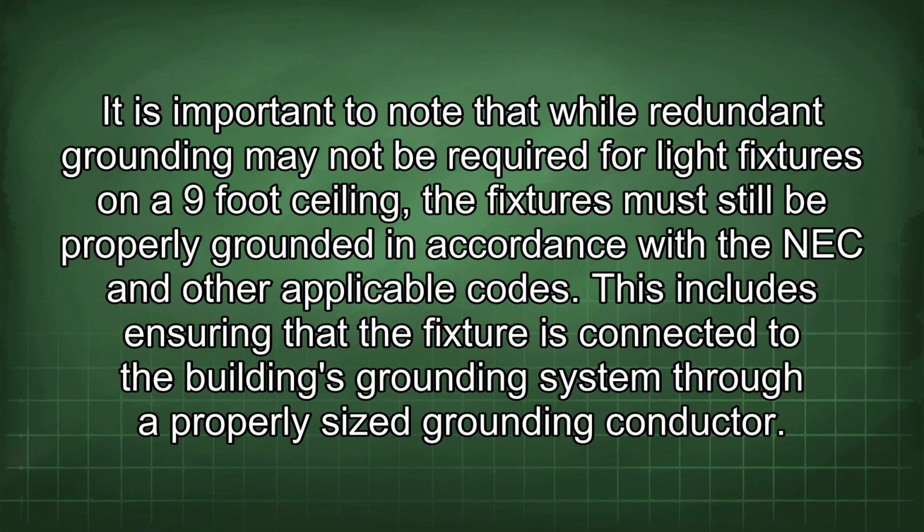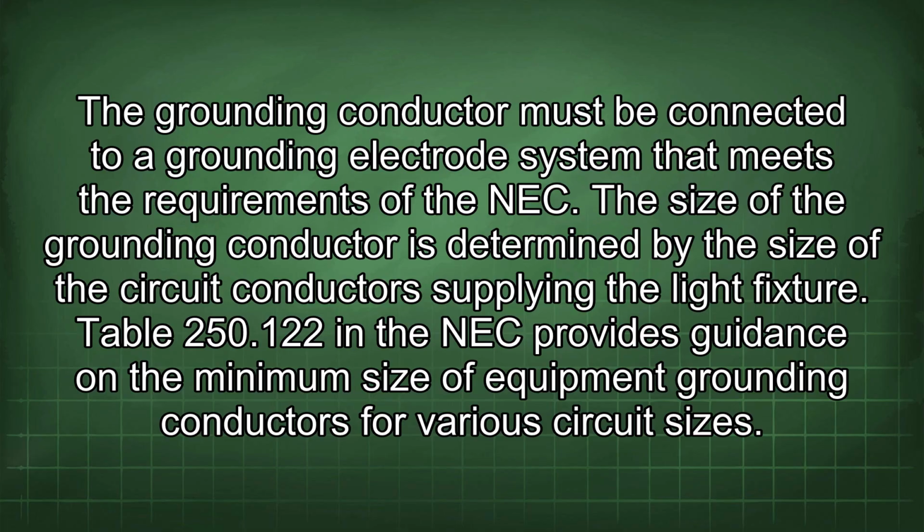This includes ensuring that the fixture is connected to the building's grounding system through a properly sized grounding conductor. The grounding conductor must be connected to a grounding electrode system that meets the requirements of the NEC. The size of the grounding conductor is determined by the size of the circuit conductors supplying a light fixture. Table 250.122 in the NEC provides guidance on the minimum size of equipment grounding conductors for various circuit sizes.